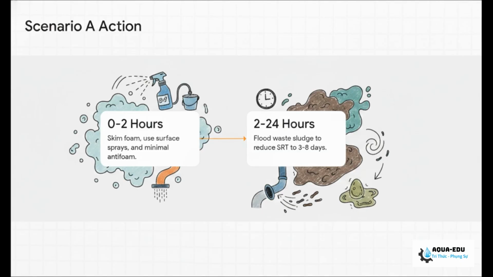Then, over the next 2 to 24 hours, aggressively flood waste your sludge to push your SRT way down to between 3 and 8 days. Nocardia grows pretty slowly, right? So basically, washing them out is your absolute best short-term weapon. Also, be sure to keep your influent fats and oils below that 15 to 20 milligrams per liter mark.